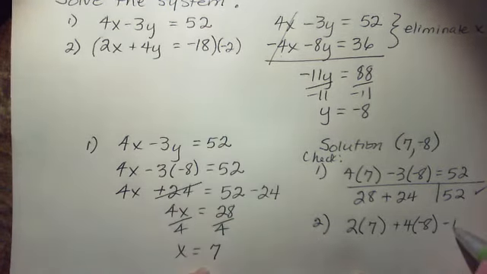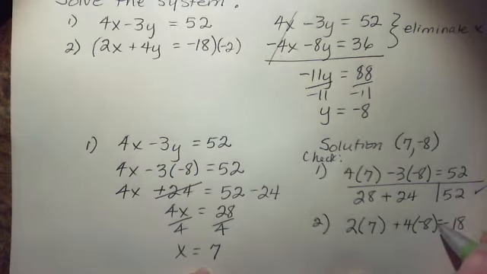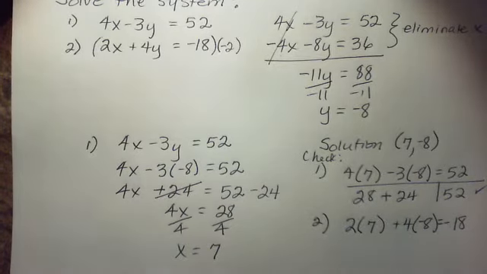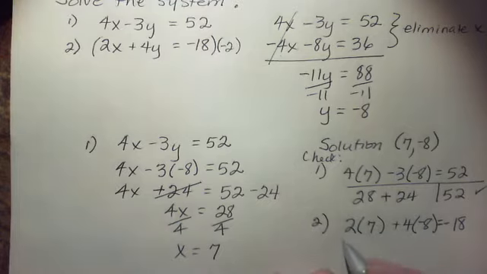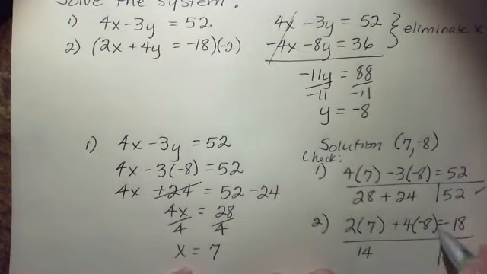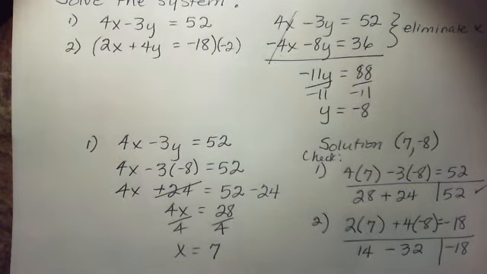Does that really equal -18? Okay, so let's run the math on this, see if it checks. 2 times 7 is 14. 4 times -8 is -32. And let's run that and see if it really works. 14 minus 32, run that into your calculator, and you do get -18.